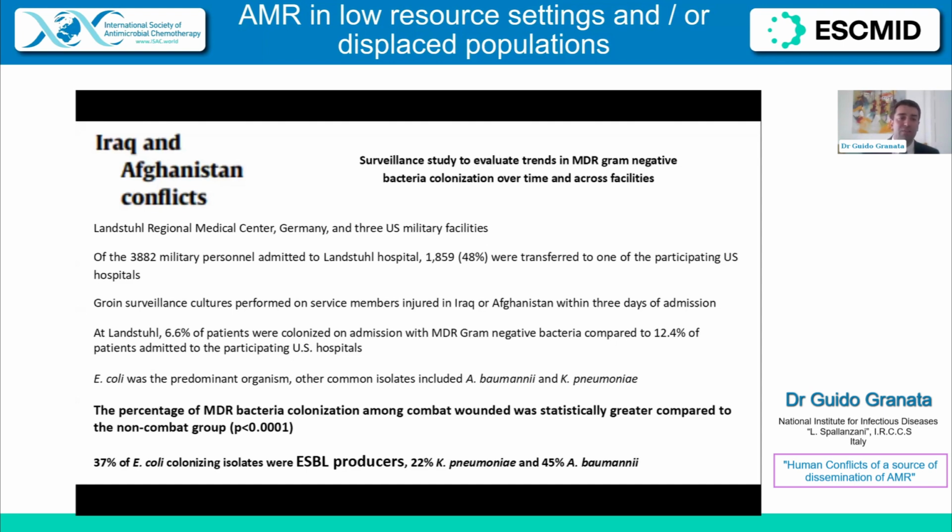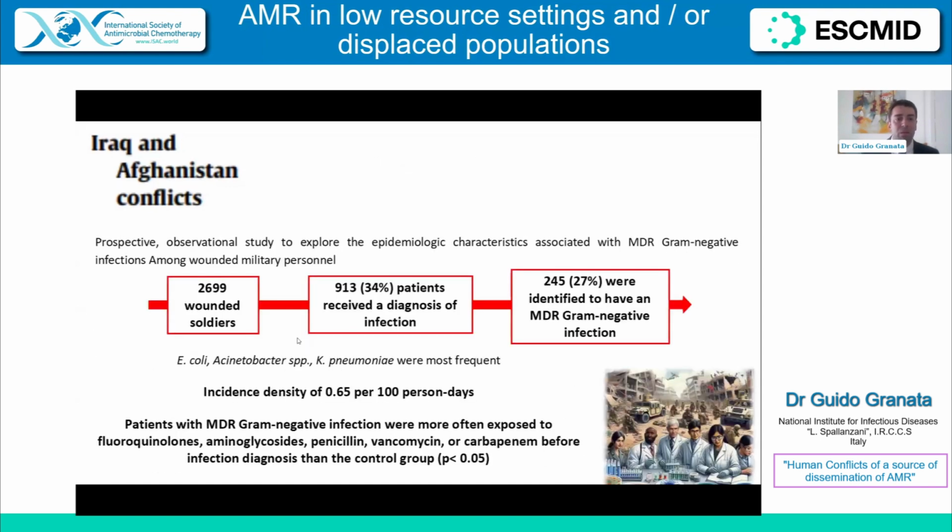Also, other studies coming from the Iraqi and the Afghanistan conflicts describe a difference in the percentage of multi-drug resistant bacteria colonization among combat-wounded patients and non-combat soldiers. The study included 2,700 wounded soldiers. Of these soldiers, 1/3 received a diagnosis of infection, and 27% of these patients were identified to have multi-drug resistant gram-negative infections. So it's a striking 9% of all the patients included in the study. The incidence density reported was 0.6 per 100 person-days. And again, the study confirmed that broad-spectrum antibiotics and improper antibiotic administration is a risk factor for the development of multi-drug resistance during the war in a military hospital.